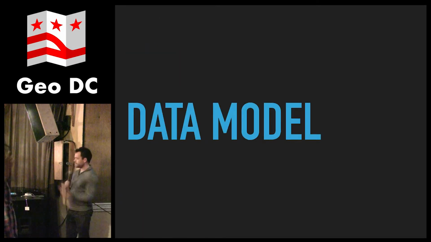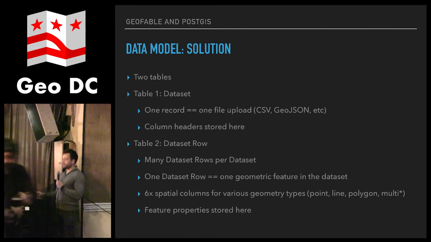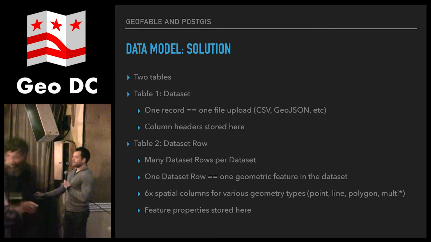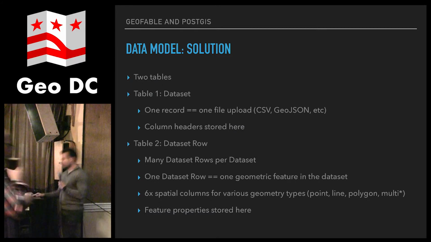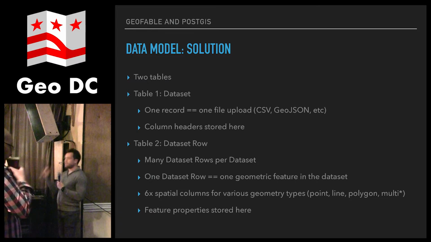So real quick, I'll talk about the data model. The goal for the data model is to let users load CSV files, GeoJSON, and shapefiles, and keep the same data structure. So I came up with two tables, and there are more tables, but these are just the core ones. A dataset table, which is basically like a CSV file or a shapefile that someone would have loaded into the platform, and then a dataset row, which is every row.